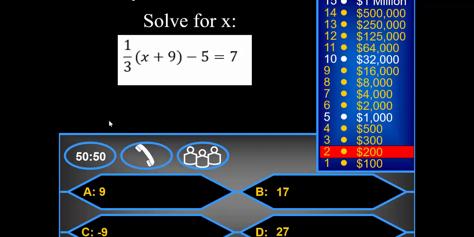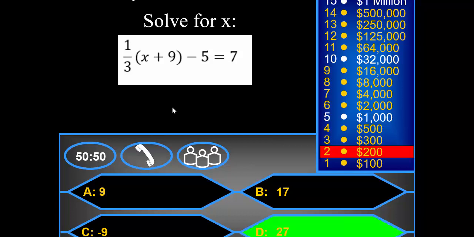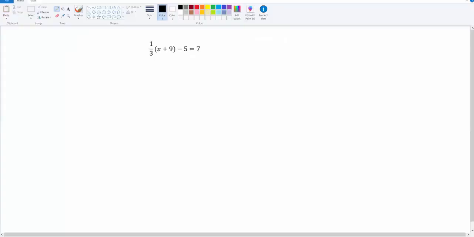Okay, time's up. Let's take a look at what you got. The correct answer for this one is D, 27. To do this one, we'll want to use the distributive property and distribute the 1/3 in. That gets us 1/3 x plus 3 minus 5 equals 7. I'm then going to go ahead and get rid of my fractions by multiplying everything by 3. So this times 3, this times 3, this times 3, this times 3.